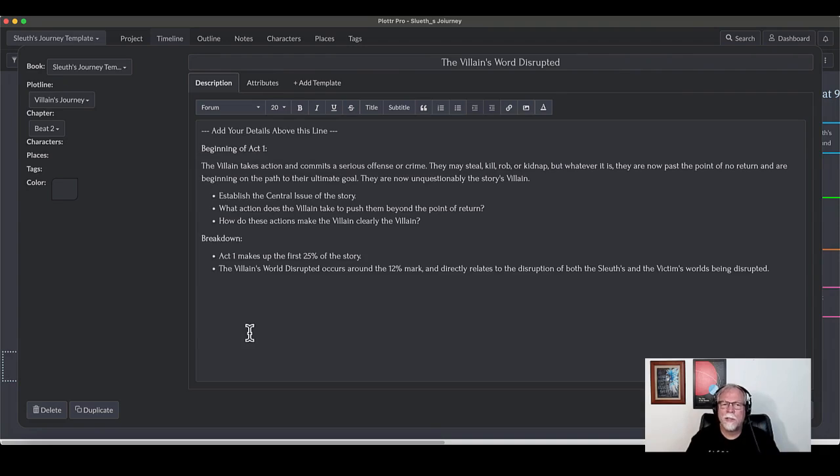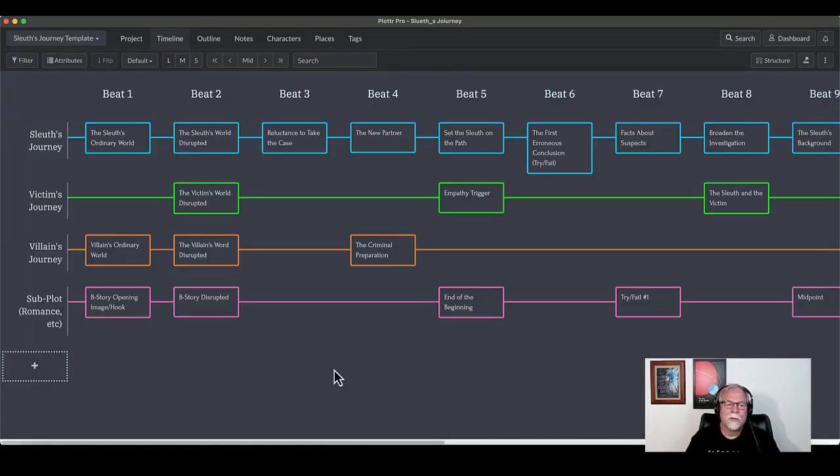In other words, they commit a crime. They may have been thinking about committing a crime. Now they actually did. So how do these actions make the villain clearly a villain? The villain can be a morally gray villain, where maybe what they did isn't so bad, or maybe they had some kind of justification for it. But for a detective to have a reason to go after them, it still has to be something illegal or wrong. Okay? So the villain's world is disrupted.